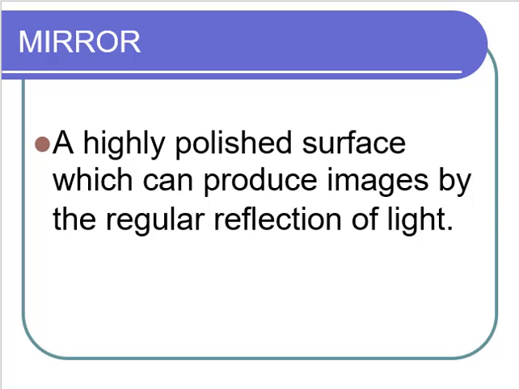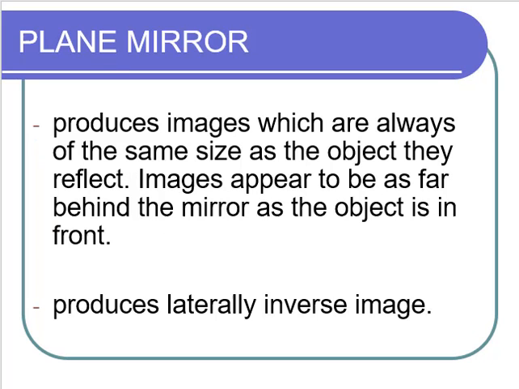Okay, a mirror is a highly polished surface which can produce images by the regular reflection of light. As we have discussed before, it follows the law of reflection wherein the angle of incidence is equivalent to the angle of reflection. And a plane mirror produces images which are always of the same size as the object they reflect. Images appear to be as far behind the mirror as the object is in front. So the distance of the image and the distance of the object using a plane mirror are the same.